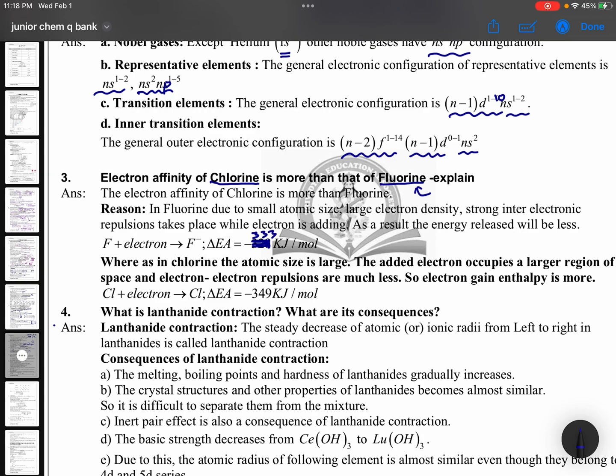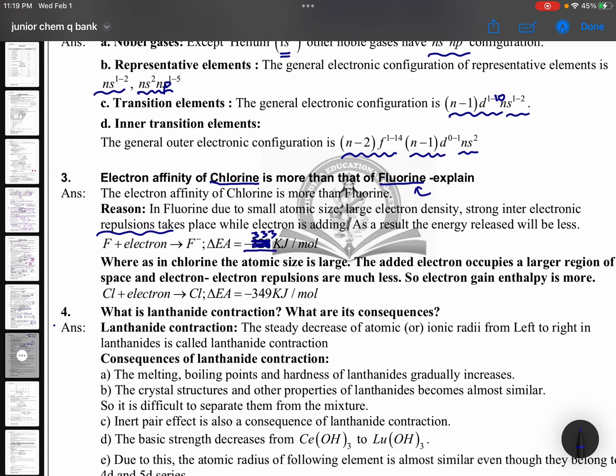Reason: in fluorine, due to small atomic size, large electron density, strong inter-electronic repulsion takes place while electron is adding. As a result, the energy released will be less, and that energy is minus 333 kilojoules per mole. This value will be different. In some books it is given 328, so remove that. 333 is the NCERT value.